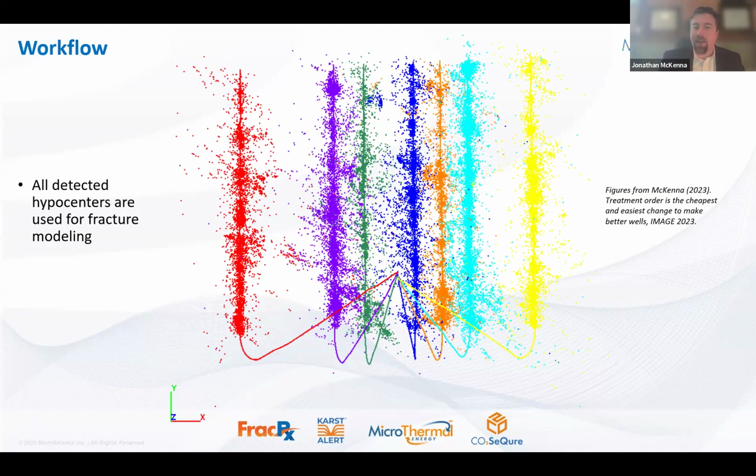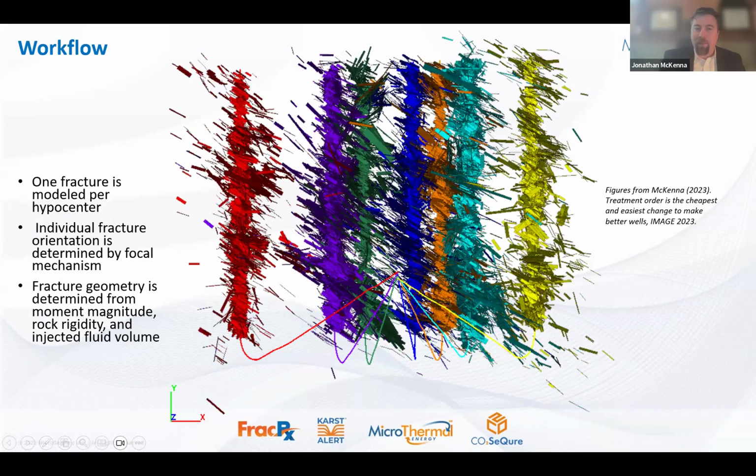So what does this look like in reality? So we're taking the events from these about 8 wells. This is looking in map view. We take the focal mechanisms for each event. We create the fracture planes for each event. They're centered on that hypocenter. It's a fully calibrated model with the fracture volume.